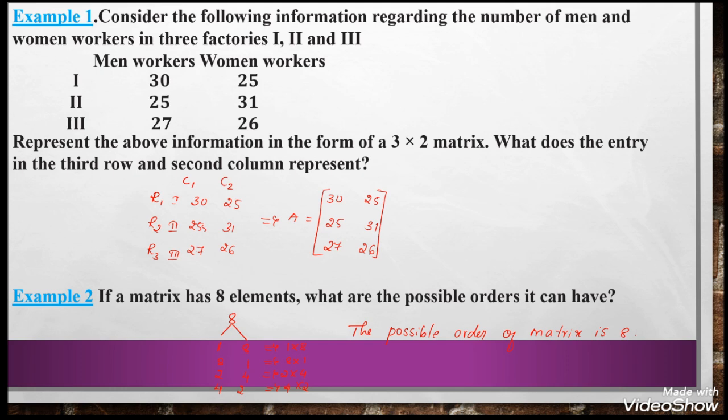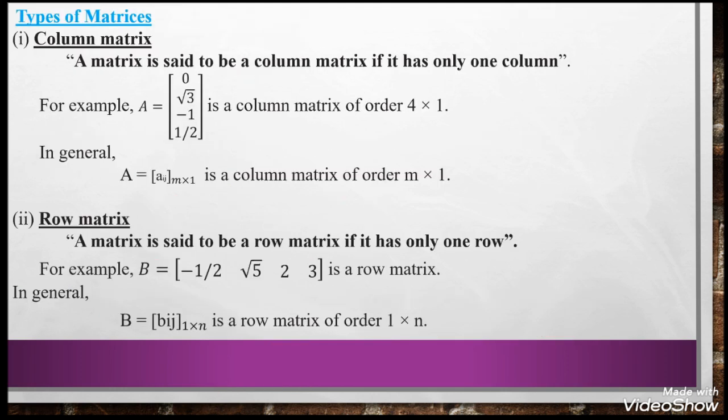Now let us move on to the next concept, types of matrices. The first type is the column matrix. Simply take the column. A matrix is said to be a column matrix if it has only one column irrespective of rows. Column matrix can be defined as a matrix that has only one column.